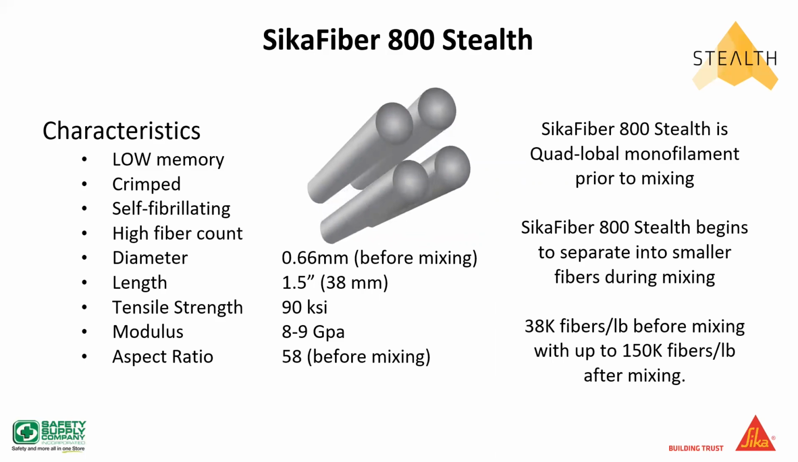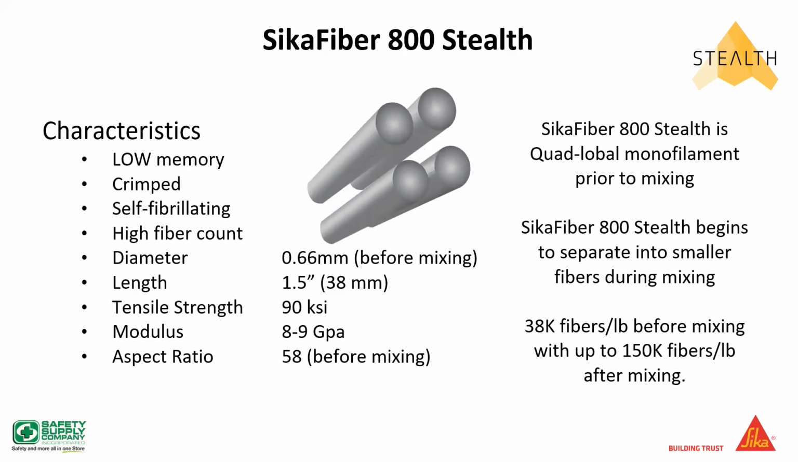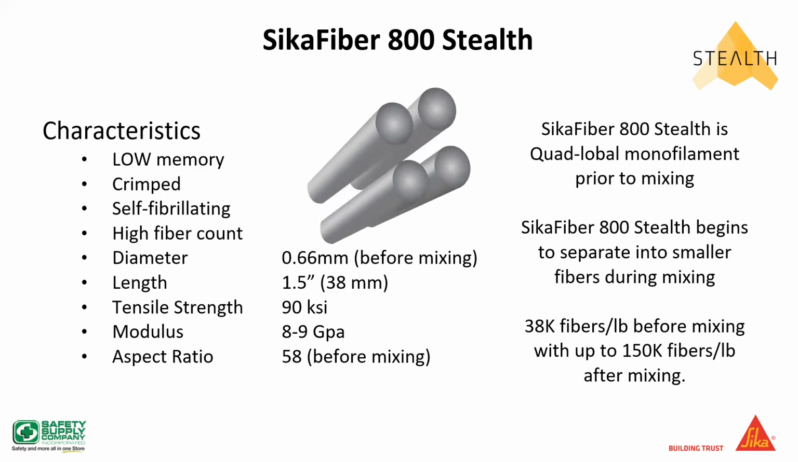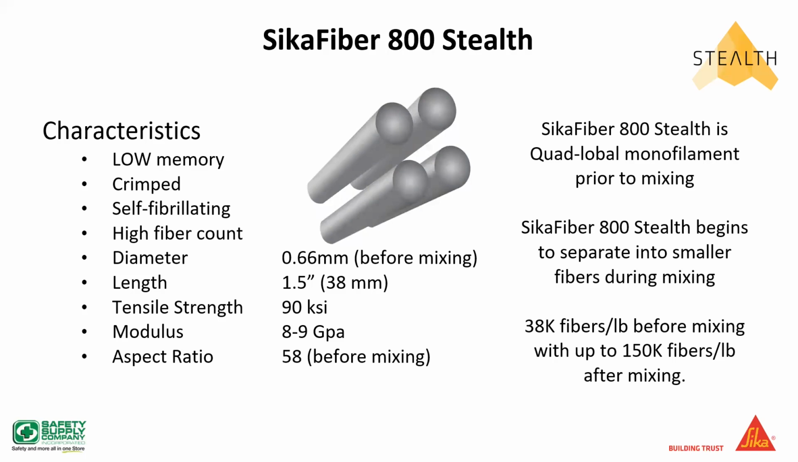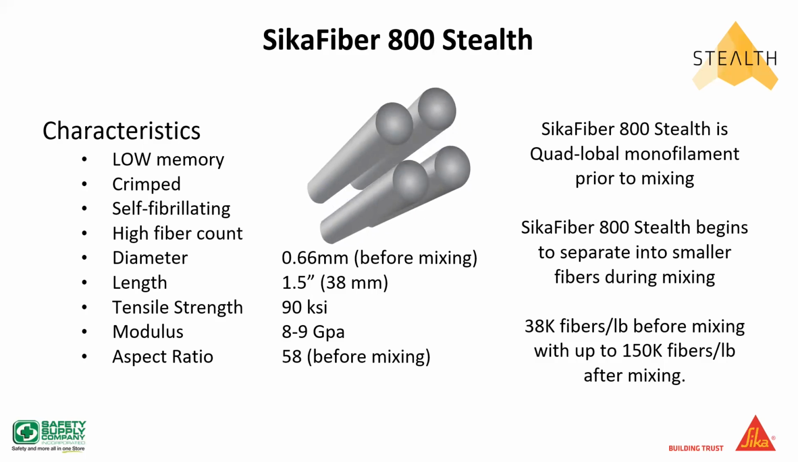When it comes to this fiber, as you can see in the little picture there, it's basically a quad lobal fiber, meaning there's 4 fibers together that you have a hard time seeing. We talked about aspect ratio. When all 4 are together, they're not such a high aspect ratio, but as they start to separate and fibrillate, those single fibers have that high aspect ratio. And remember what I told you about high aspect ratios. A high aspect ratio is a high performing fiber.